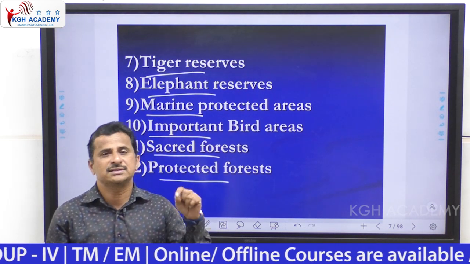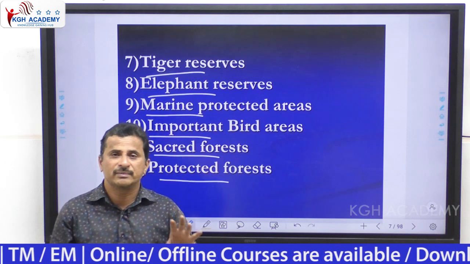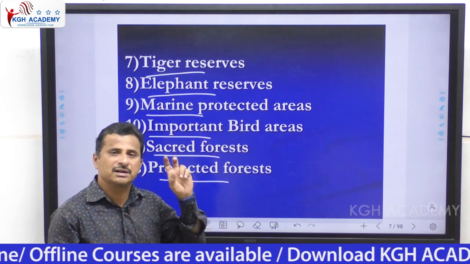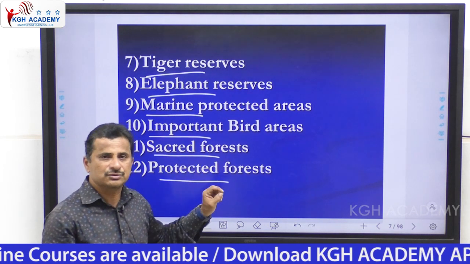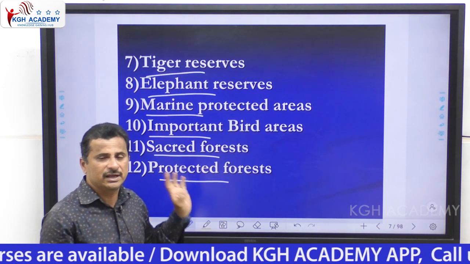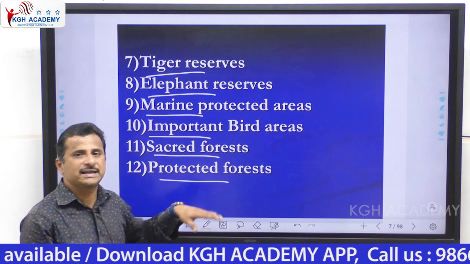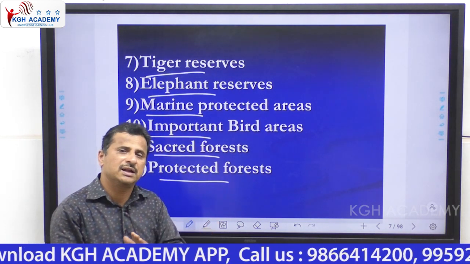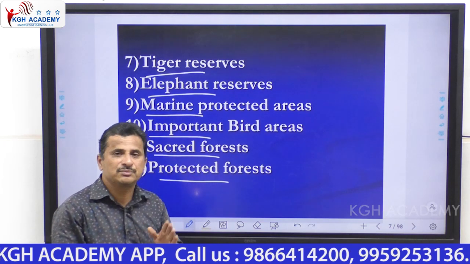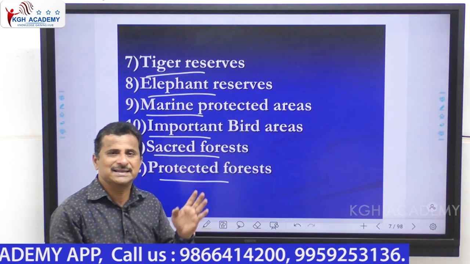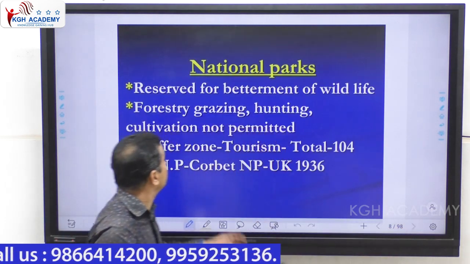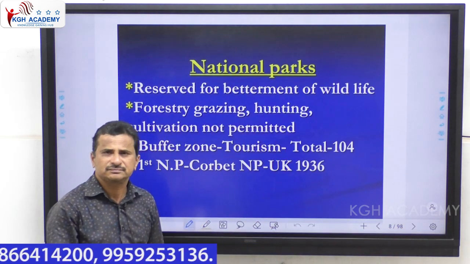Most of the time these are under government control, but sometimes local communities, certain groups, or people of certain religions can also control these protected areas. It is not possible to discuss all these areas in detail, but here I am giving some important protected areas, their specialties, examples, and so on. The first one is national parks.